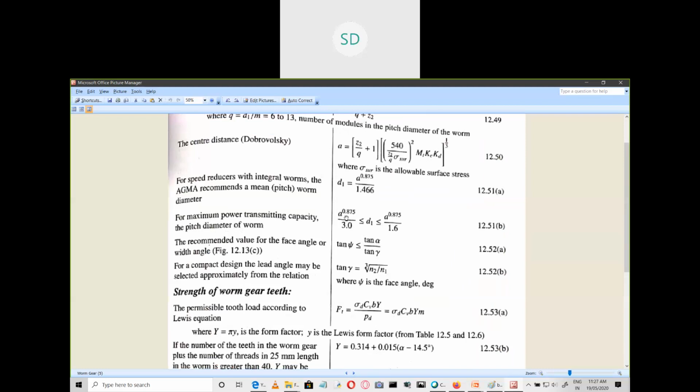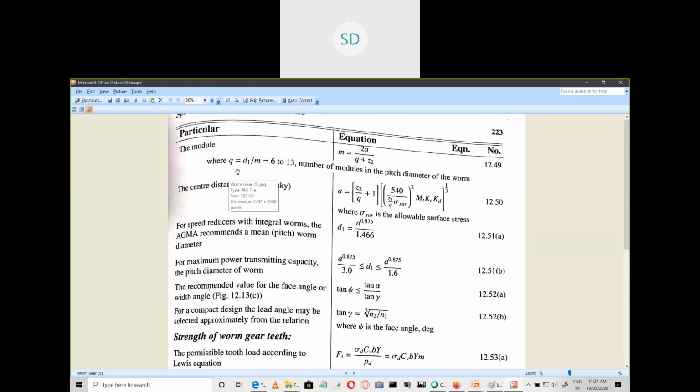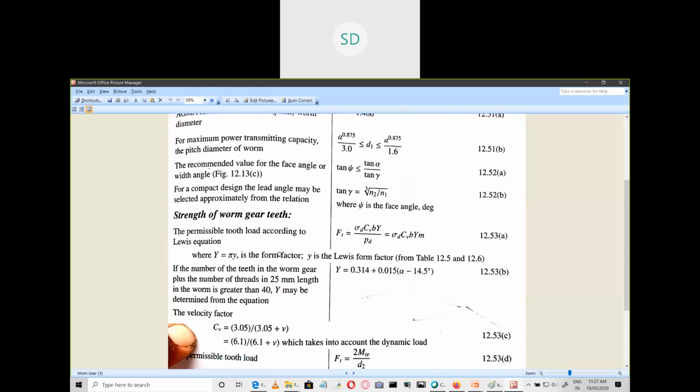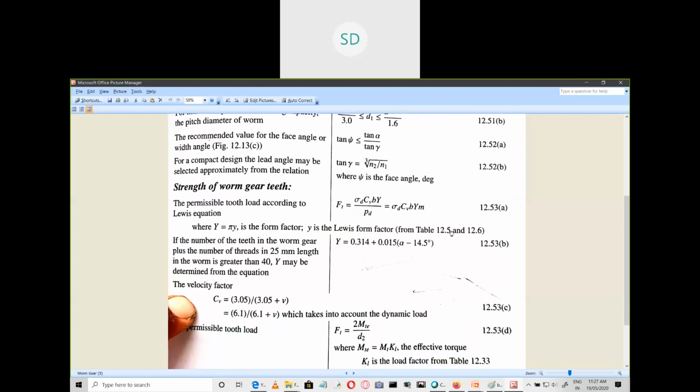So module M, where q equal to d1 by m. It is a ratio you should maintain from 6 to 13, the number of moduli in the pitch diameter of the worm. Now this is based on Dobrowolski equation, so you just leave it. Now coming to Levy's equation here.